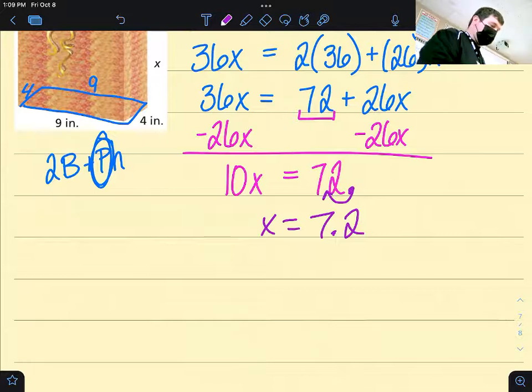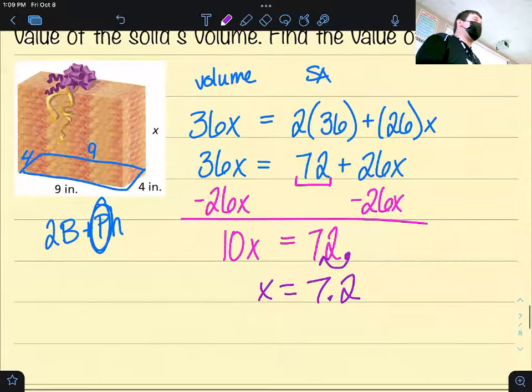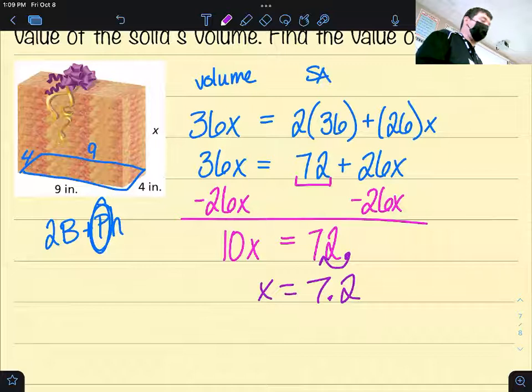So X equals 7.2. That's what we should have. If we have a height of 7.2, and actually I need to label inches, if we have a height of 7.2 inches, that Christmas package's volume would be the exact same as its surface area.